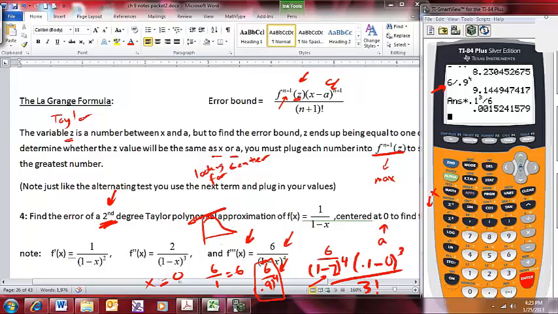So the next thing we do is plug into the rest of our formula. We have our derivative satisfied. We found the maximum of that value. We take our x minus a to the n plus 1, so 0.1 cubed, divided by 3 factorial, which is 3 times 2 times 1, 6, and we get an error bound. That's our Taylor error, or our Lagrange error, for that particular problem.